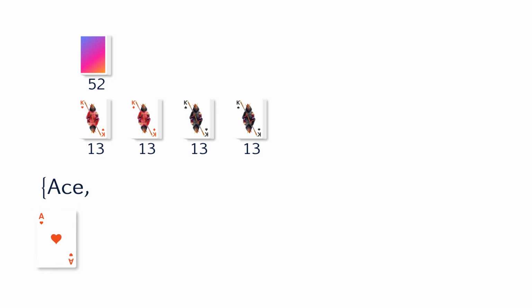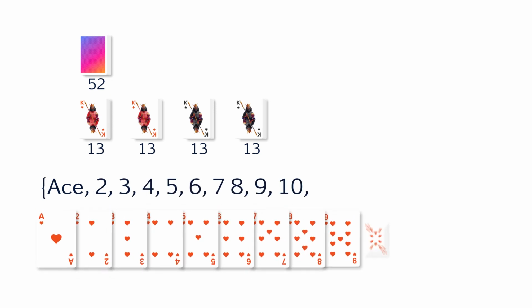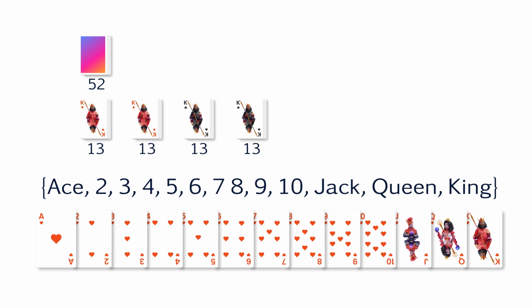In a standard deck of cards, there are 52 cards in total. You have 4 suits: hearts, diamonds, clubs, and spades. You have 13 cards of each suit, so 13 hearts, 13 diamonds, 13 clubs, and 13 spades. Each suit has the ace, the numbers 2 through 10, and a jack, a queen, and a king. Remember that the card representing the number 1 is usually called the ace.